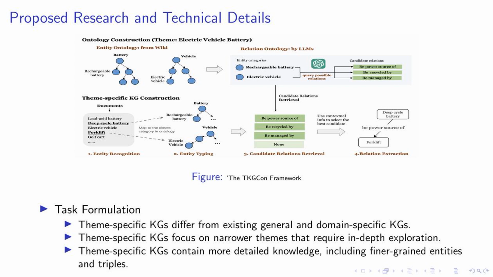They include finer-grained entities and triples, which are essentially structured pieces of knowledge. This means we can capture more specific and nuanced information, which might be overlooked in broader KGs. So, in essence, our framework is about creating a more focused and detailed map of knowledge for specific themes. This can be invaluable for researchers and professionals who need in-depth information on a particular topic.